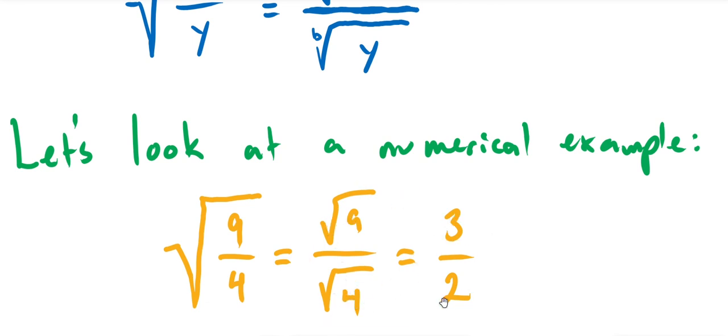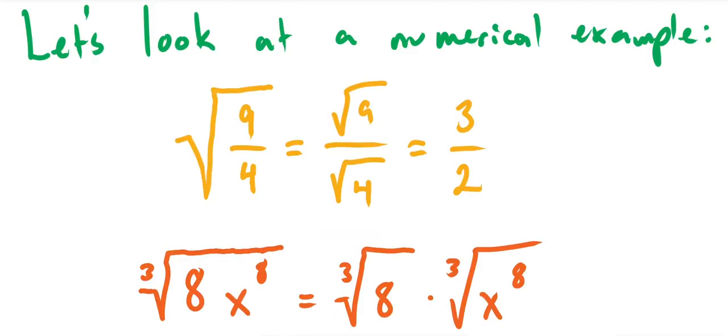2 times 2 is 4, so the square root of 4 is 2. And that means that the square root of 9/4 is 3/2. And yes, if you multiply 3/2 by 3/2, you do get 9/4. How about this one? So in this case, what is the cube root of 8 times x to the 8?